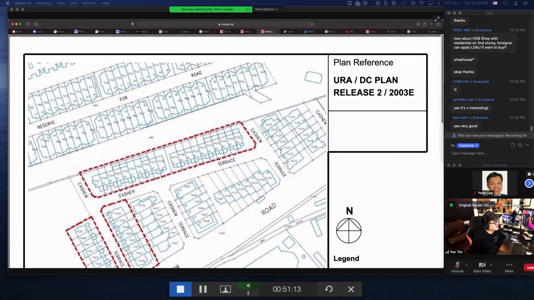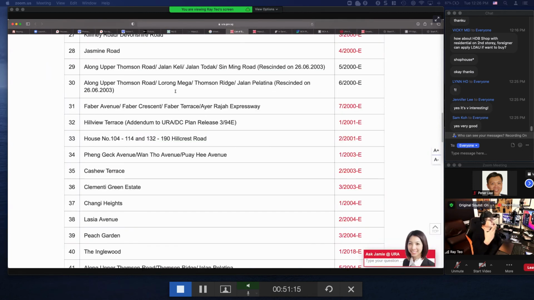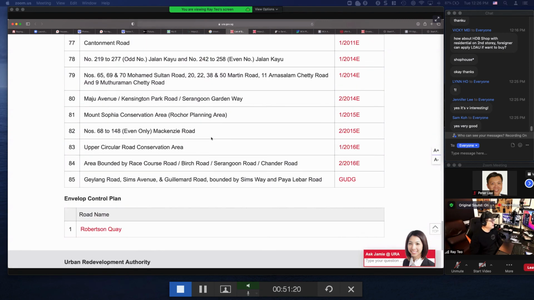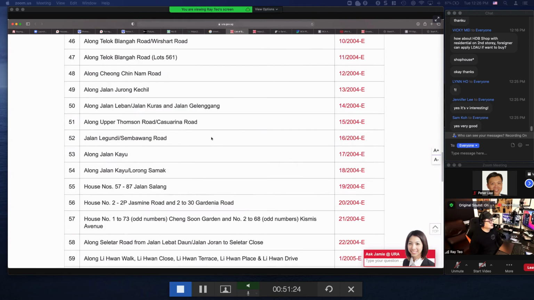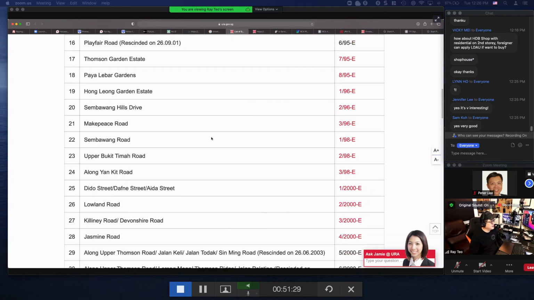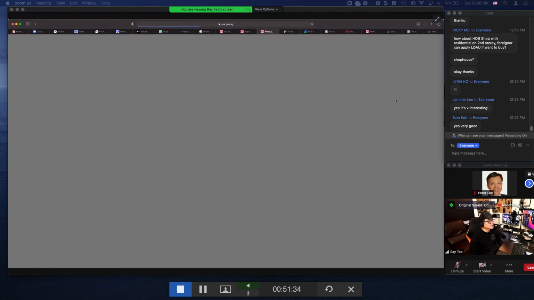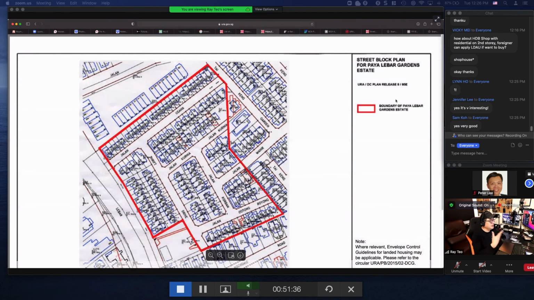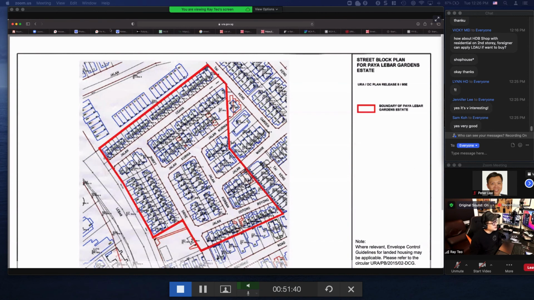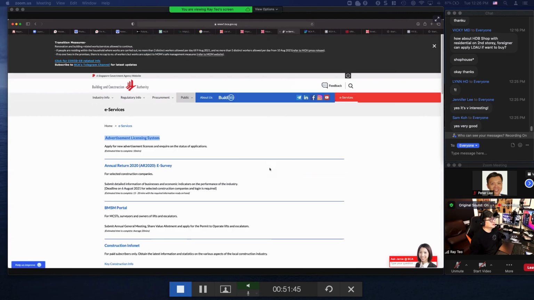These are some of the things you can download. It's only one short list, 85 of them. It's all here, so you can just go to URA and check any one of them. I already pre-planned what I'm going to share with you on Safari, all the web pages.